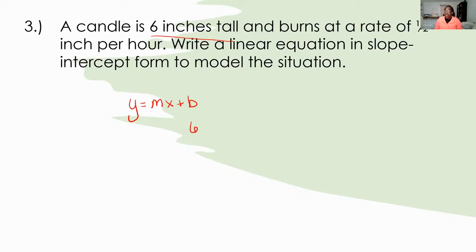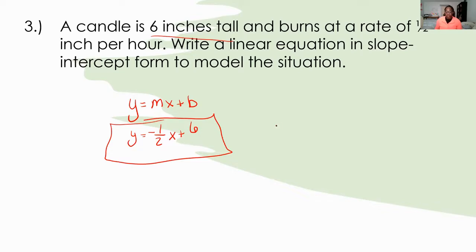But then we burn at a rate of 1/2 inch per hour. Now, x is going to represent my hours, and y is going to represent the height of the candle after it's burning. So is it growing or is it decreasing and shrinking? If a candle is burning, it's usually going downwards. So if anything is going down, would that be positive or negative? In this case, it's going to be negative. So negative 1/2 is the rate at which your candle is burning. So the equation is simply this: y equals negative 1/2 x plus 6.